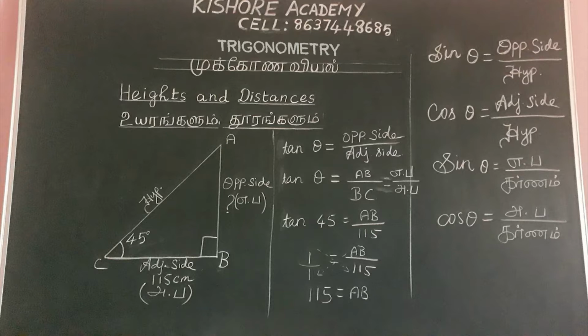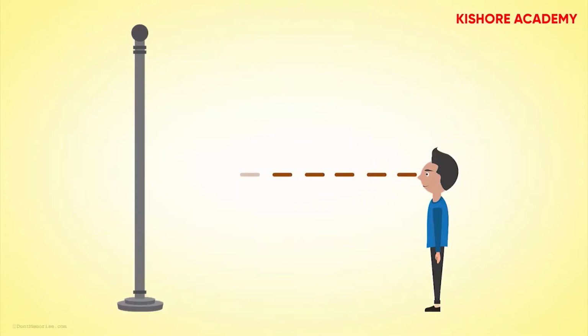Before we enter into the concept, we should know a few things about trigonometry. If I see an object which is directly opposite to my eyes, a line is formed between the object and the eyes. This line is known as line of sight. It is otherwise known as horizontal line.